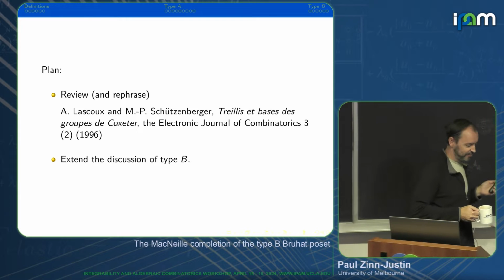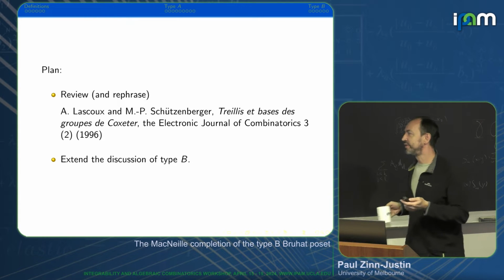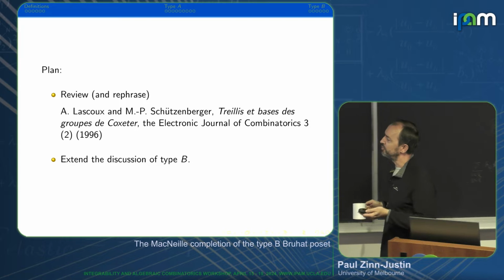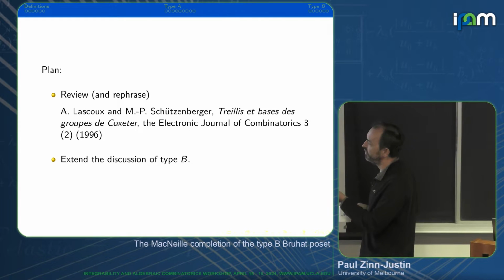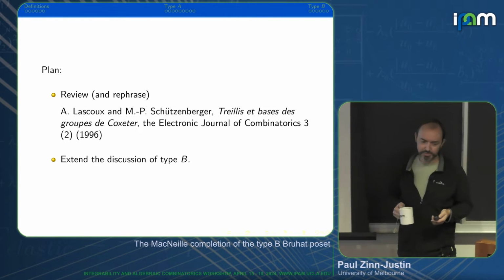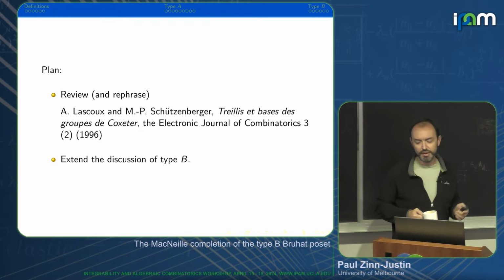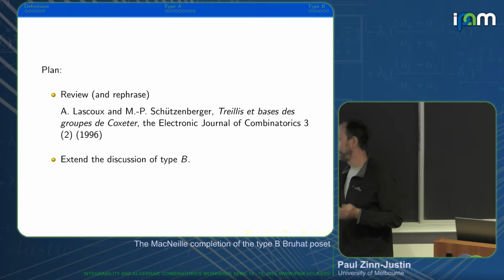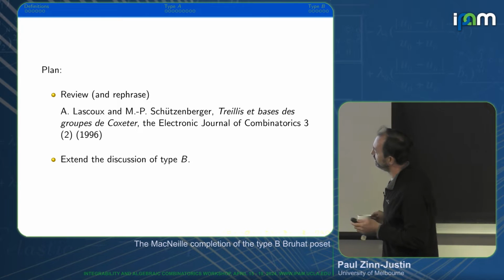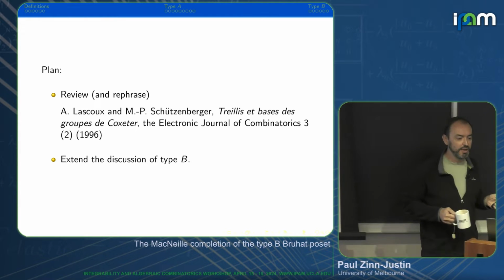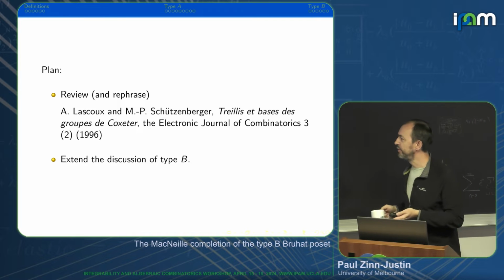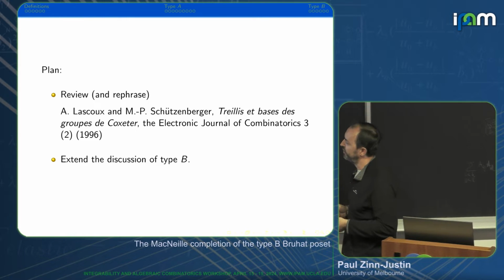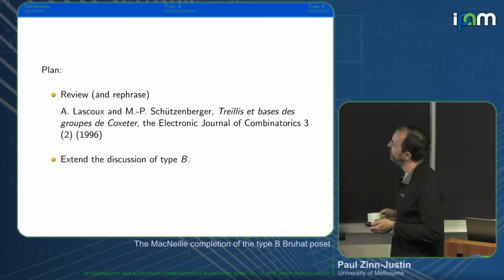And this paper, I always found that there is a discussion there which I want to basically extend to type B. So there is, even in that paper, something about type B Weyl groups, but the discussion is not quite right. So we need to fix that discussion. And in the process, we'll have an explicit description of the MacNeille completion of type B Bruhat posets, which is the goal of this talk.